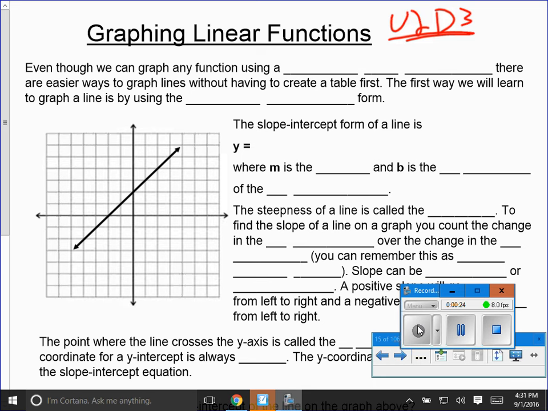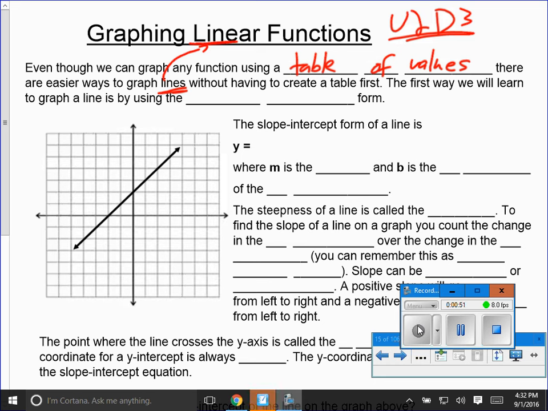What we did yesterday, graphing the table of values, can be used to graph any function. We can graph any function using a table of values. We're graphing lines, right? And lines and linear functions we use interchangeably. When graphing lines, it's quicker if we don't make a table. We have 3 ways that we can graph them very quickly without having to make a table.